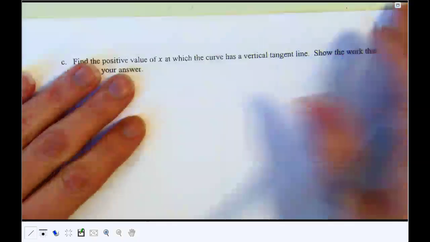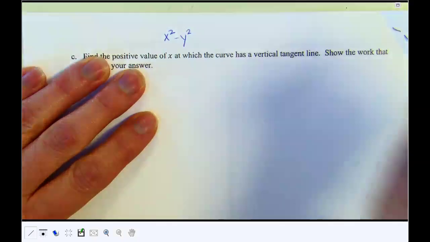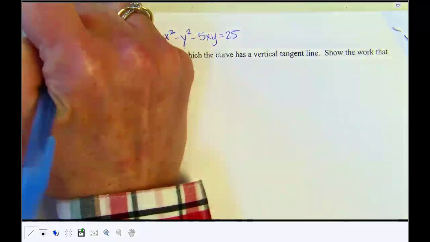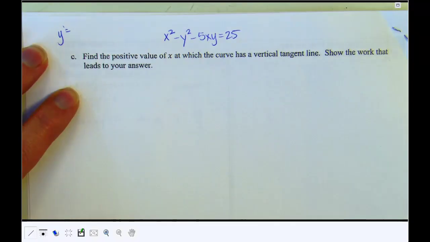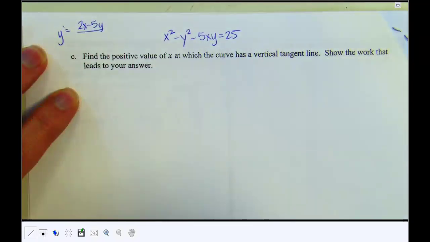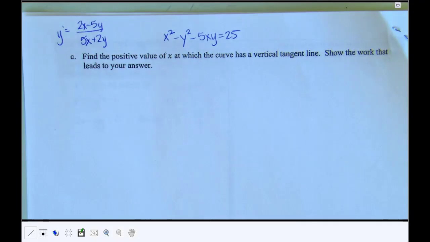Our equation, we're just going to write it down one more time. x squared minus y squared minus 5xy equals 25. And our derivative was 5y minus 2x over... and I think it's plus 2y. Okay, now, here you go. This is information, like this paper, I would not lose this paper because this is your notes for this section. Super important right here, okay? Super important.